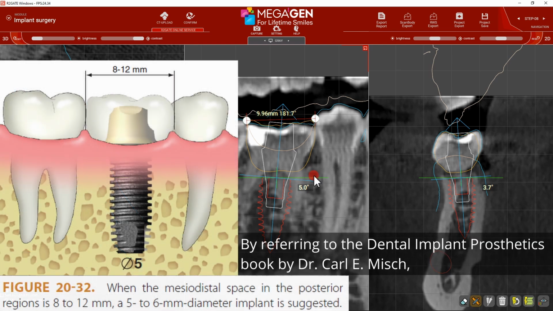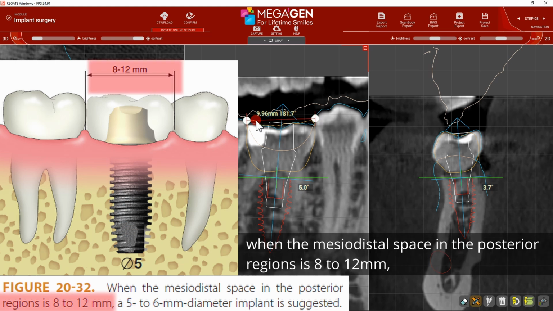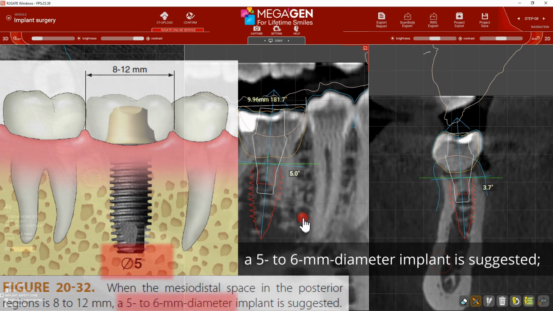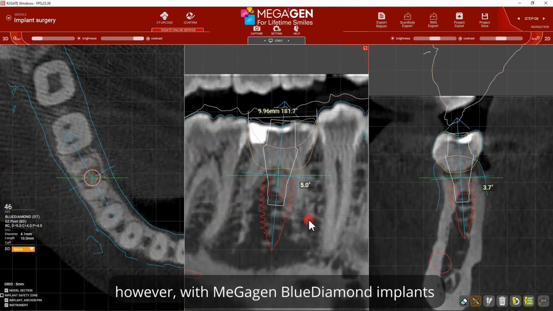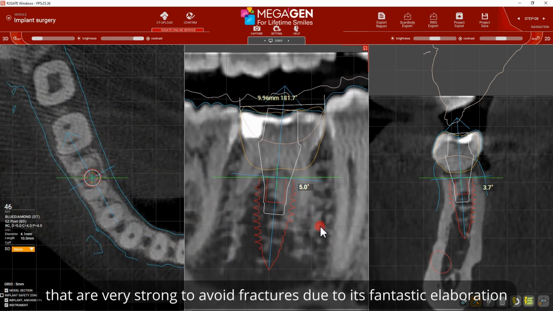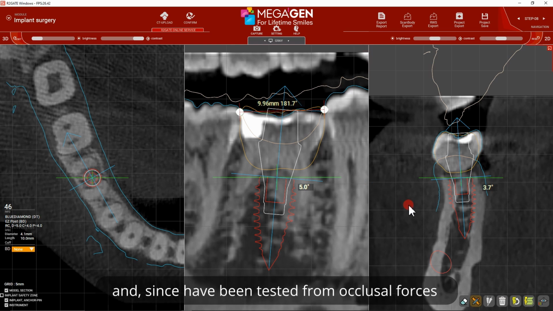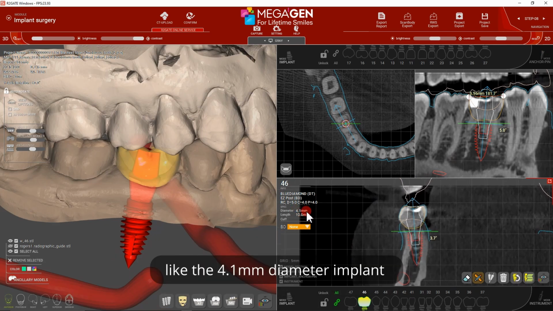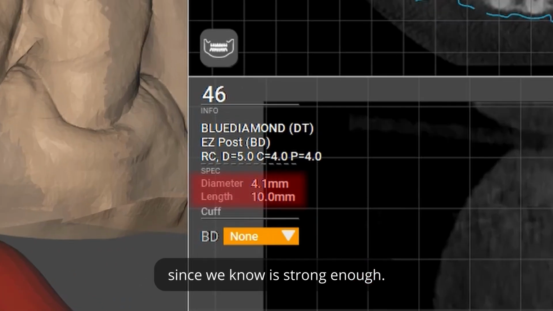By referring to the Dental Implant Prosthetics book by Dr. Carl Misch, when the mesiodistal space in the posterior regions is 8 to 12 millimeters, a 5 to 6 millimeter implant is suggested. However, Megagen BlueDiamond implants are very strong, avoiding fractures due to their fantastic elaboration, and since they have been tested against occlusal forces, we can place narrower implants like the 4.1 diameter implant, since we know it is strong enough.